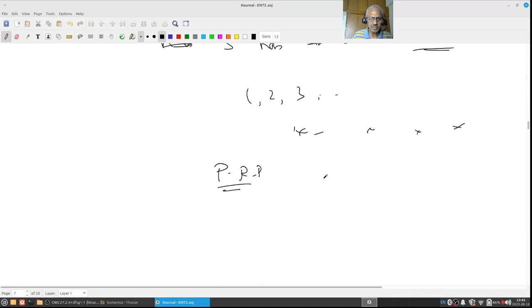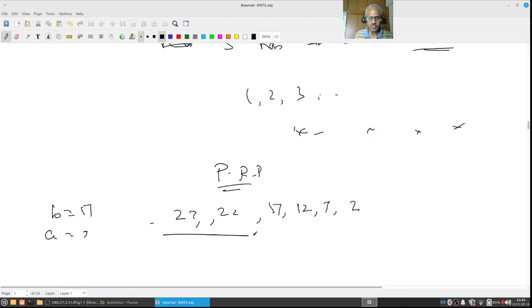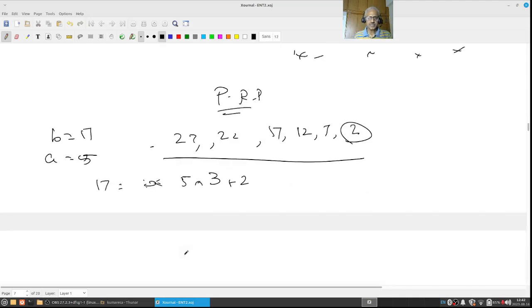Similarly in this case you will do the same thing. That is, b is 17, a is 5. You will have 17, 17 minus 5 is 12, 12 minus 5 is 7, 7 minus 5 is 2, 17 plus 5 is 22, 22 plus 5 is 27, and so on. You will keep on going. In this set, what is the smallest number? That is 2. When I divide 17 by 5, 17 is 5 times 3 plus 2. So we know 2 is the remainder, 3 is the quotient. That is also clear.